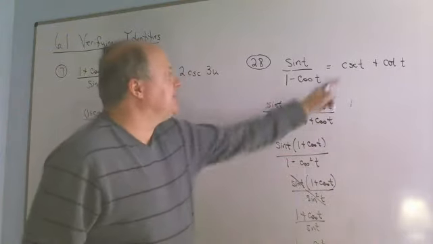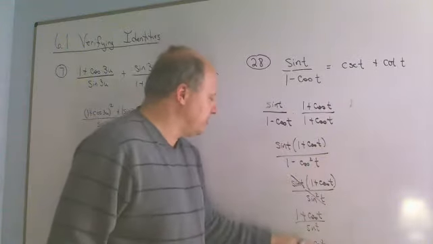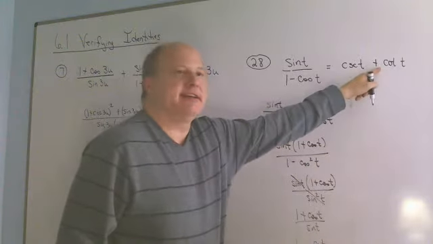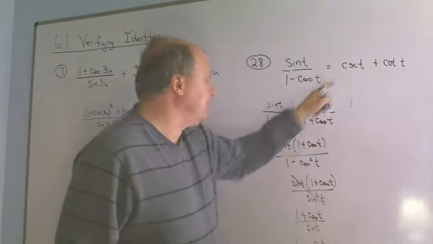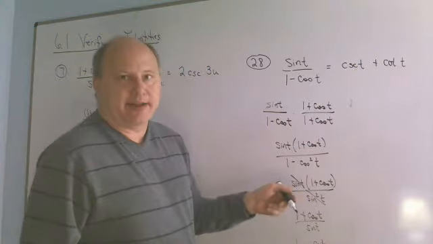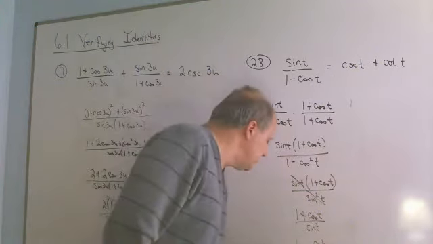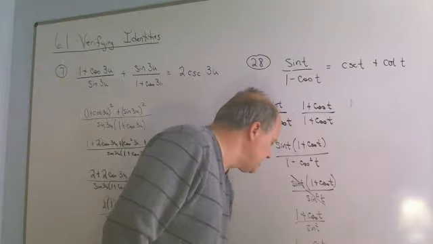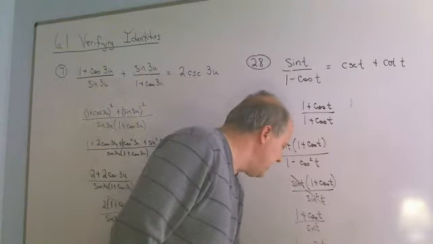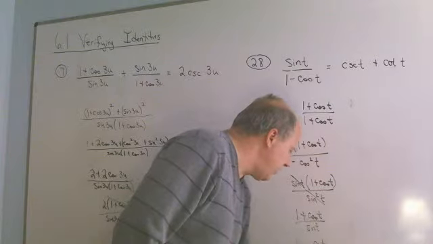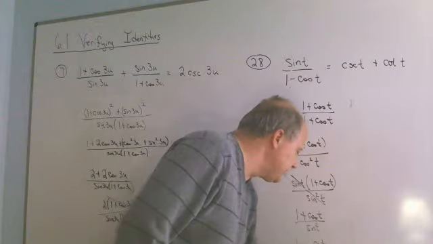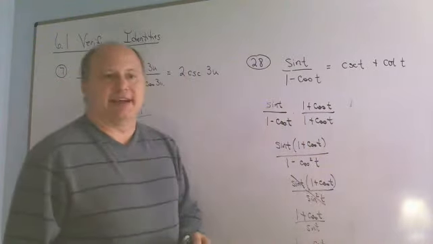1 over sine is the same thing as cosecant, and cosine over sine is one of your tangent identities, and that's your cotangent. The cosecant equals 1 over sine is one of your reciprocal identities. So this becomes cosecant of t plus the cotangent of t. And a lot of times I'm just lazy and I'll just write RHS, and as you could probably guess what that stands for, the right-hand side.